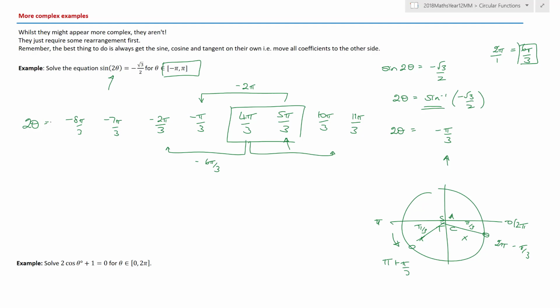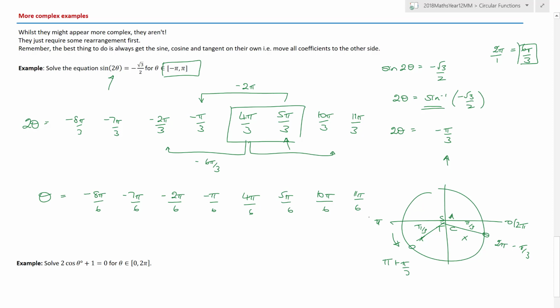Well, it doesn't want the solutions of 2 theta, it wants the solutions of theta, which means I'm now going to half all of these values. So if I half all these values, I get minus 8 pi on 6, minus 7 pi on 6, minus 2 pi on 6, minus pi on 6, 4 pi on 6, 5 pi on 6, 10 pi on 6, and 11 pi on 6.